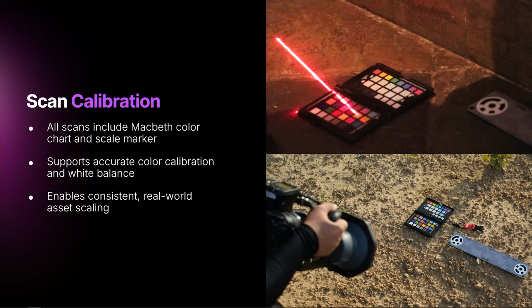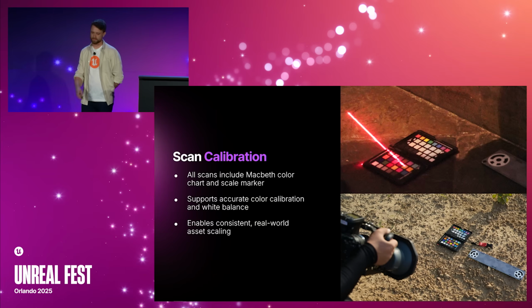On the calibration side, we ensure that all scans include a Macbeth color chart and a custom scale marker. This gives us critical data when calibrating our scans later on. The color checker ensures accurate color calibration and reliable white balancing, resulting in true-to-life color representation without introducing subjective biases. There could be subtle ambient lighting on the day that is almost enough to overpower the flashes, or settings on the camera which maybe change the calibration. So having that data is really important for us.